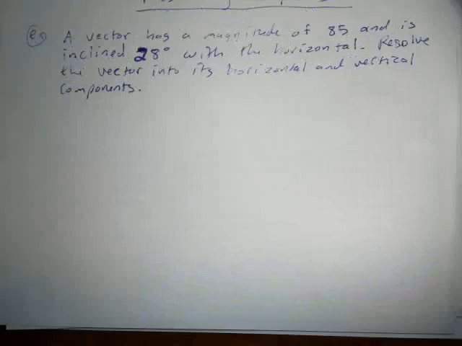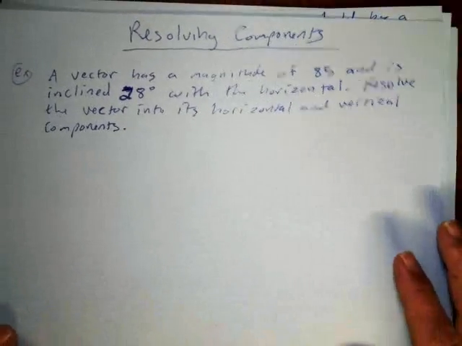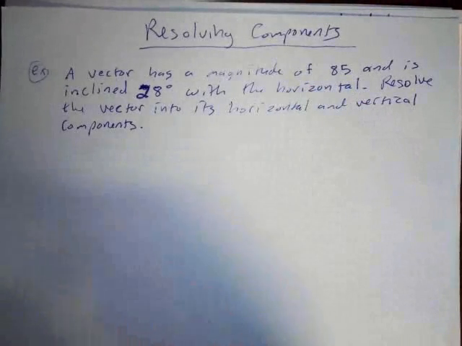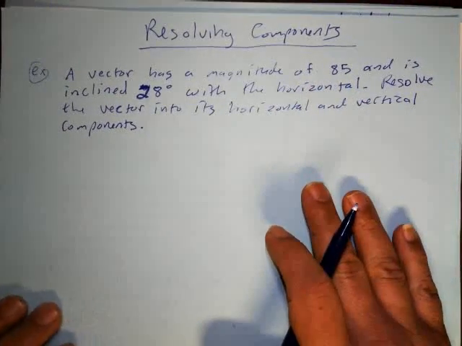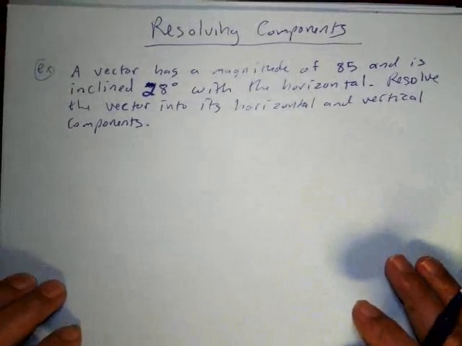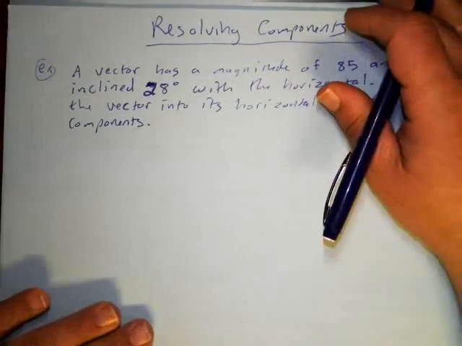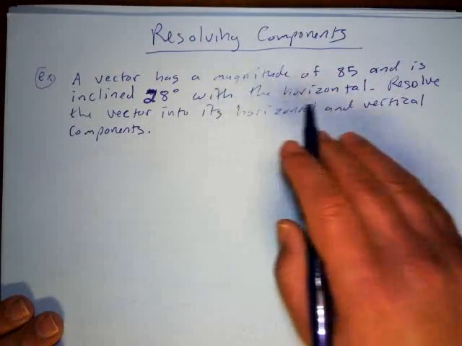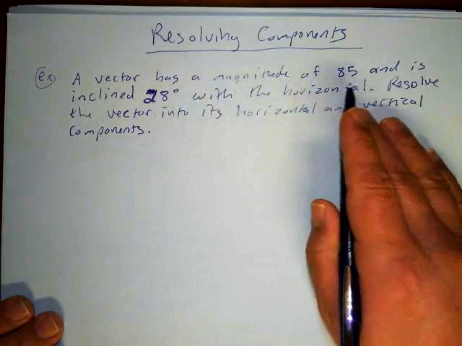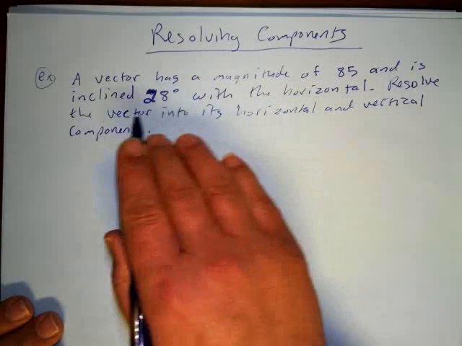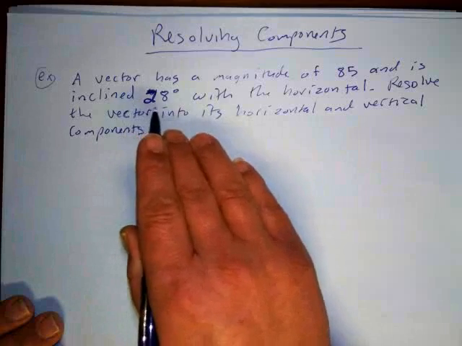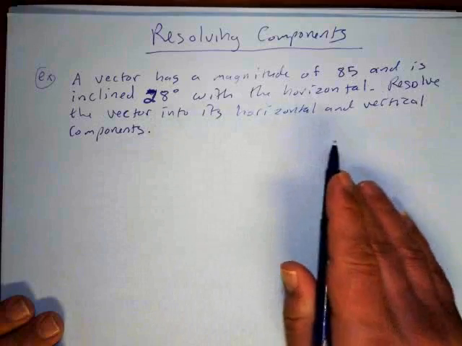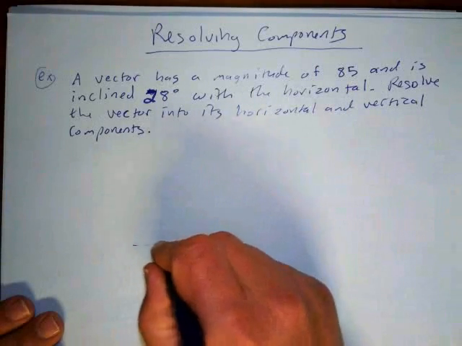In this video, we are going to learn how to resolve a vector into its horizontal and vertical components. This is one of the things that you end up using a lot when you're working with vectors. This example has a vector with a magnitude of 85 and an angle of 28 degrees with the horizontal. It wants you to resolve the vector into its horizontal and vertical components.